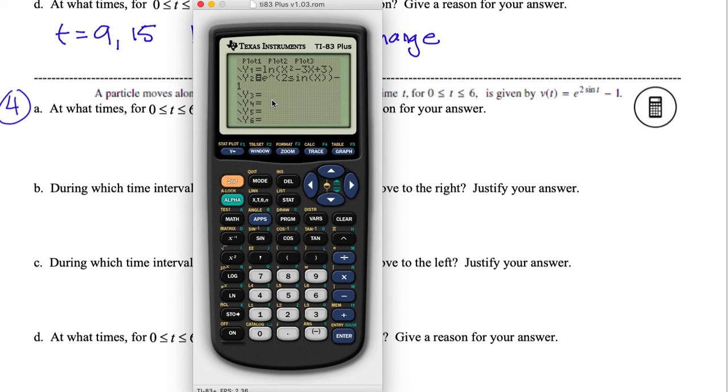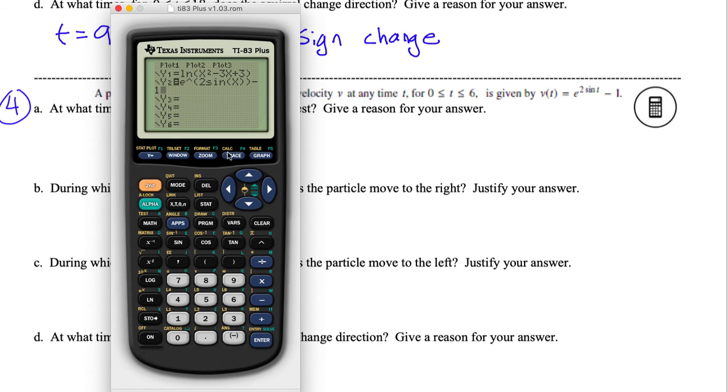So I now have the correct equation, and my window is between 0 and 6. Window 0, enter, 6, enter, zoom, 0. Okay, it's graphing that function.